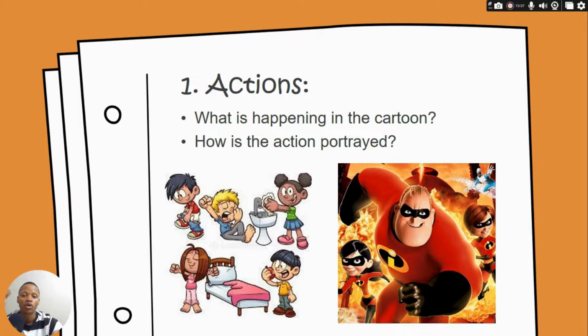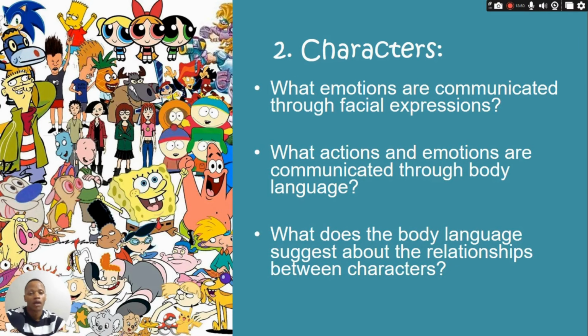Now let's talk about actions. What is happening in the cartoon? You should be able to identify that. How is the cartoon portrayed? So obviously, you'll be focusing on the characters and the lines and exactly what they are doing. And then to get a full picture as well, you're going to have to look at the words as well, read the text.